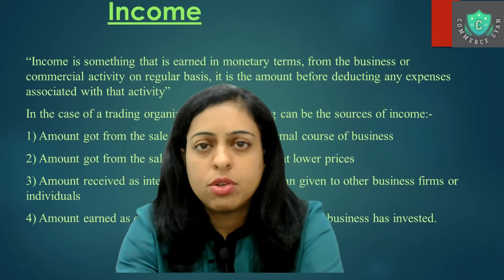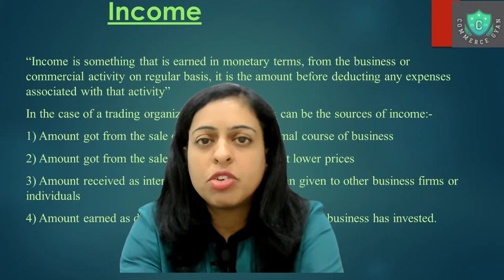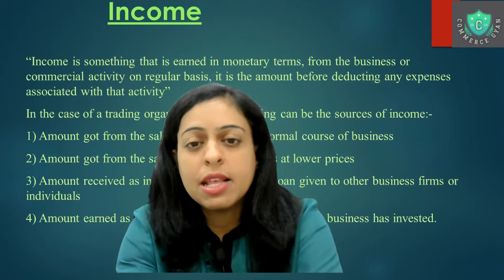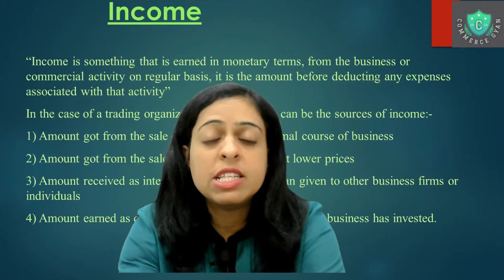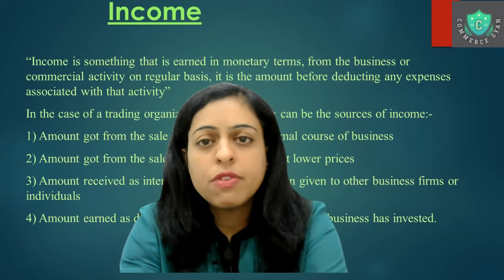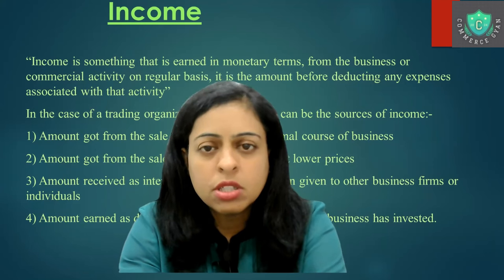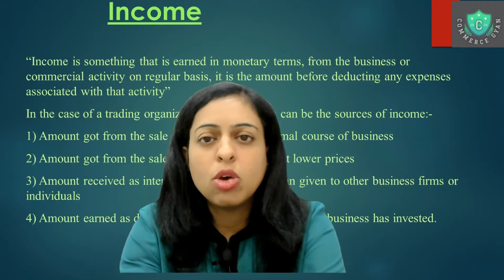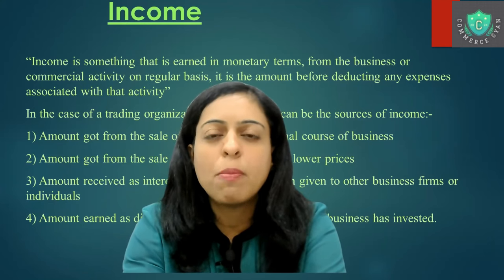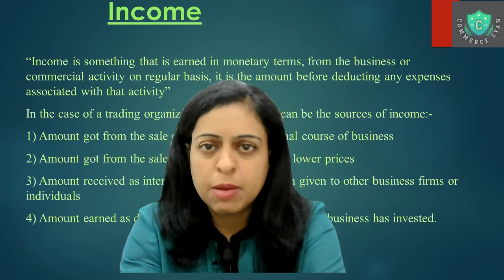So if you have some amount which you earn once in a while, it will not be treated as your income. It will be treated as something else, which we will see later, called gains. But in the case of income, income is a regular activity and it is earned in monetary terms by your business. If we take a simple example, it's a stationery shop and the person is selling goods. So goods sold will become the income.